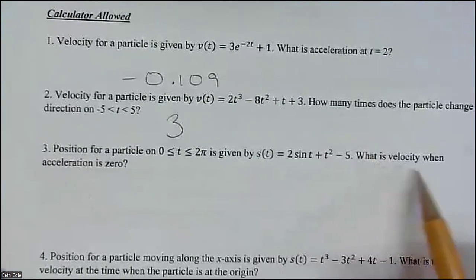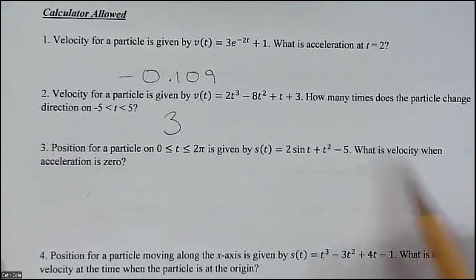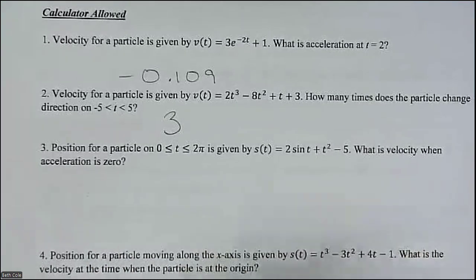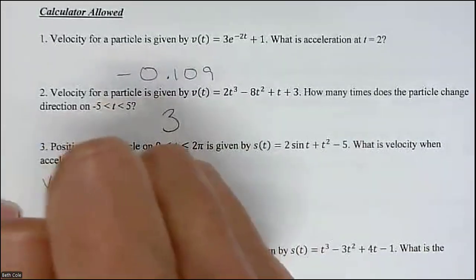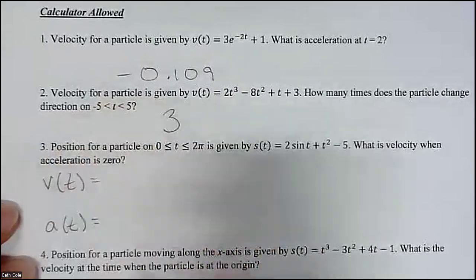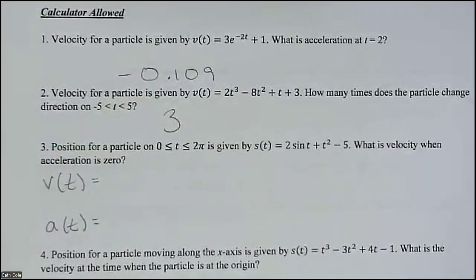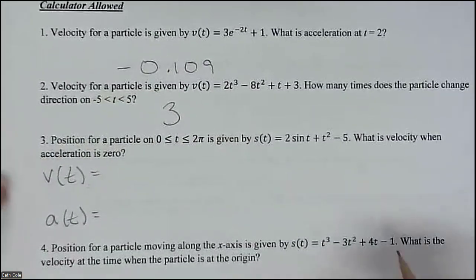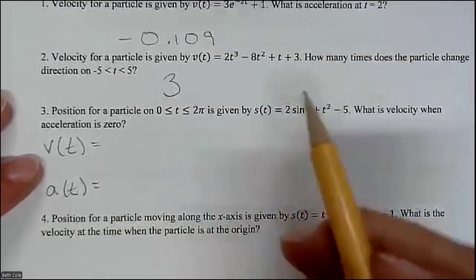Position. It says, what is the velocity when the acceleration is 0? We're going to need velocity and acceleration. So let's go ahead and find both of those. We're going to have to actually do some math here. The first 2 we just put in the calculator. This we're going to have to actually work out.